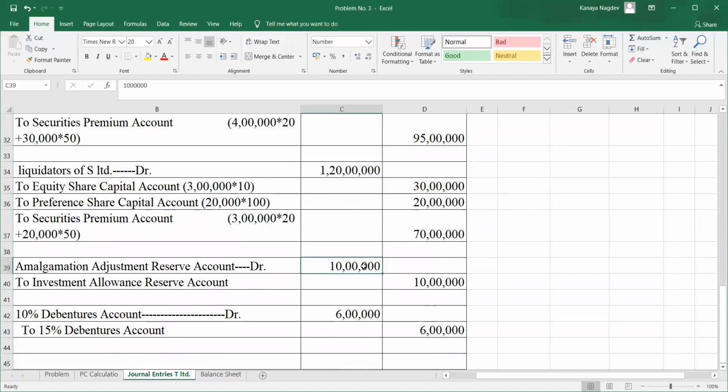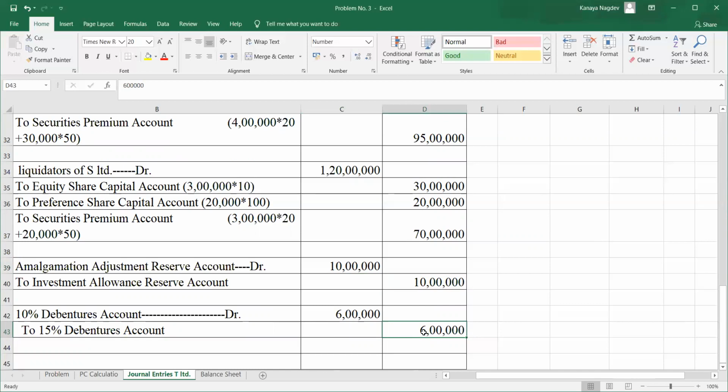This amalgamation adjustment reserve will be recorded as a negative figure in the reserves and surplus. Investment allowance reserve will be recorded as a positive figure under the head reserves and surplus. So this will be negative figure, this will be positive figure. That means ultimately this doesn't have any effect on our balance sheet. It is just as per the statutory requirement, we are supposed to maintain it for 3 more years. So this will be recorded as a negative figure under reserves and surplus. This will be recorded as a positive figure under reserves and surpluses. And this we already discussed. It is to be recorded as non-current liability, long-term borrowing 6 lakhs.